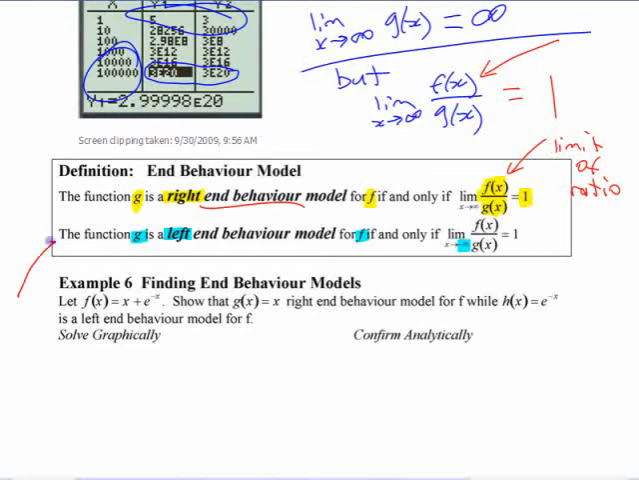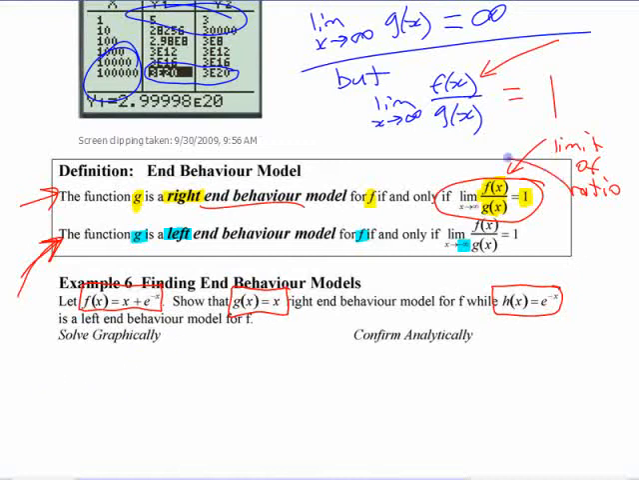If you want to show that something's an end behavior model, you have to show that this is true. So if it says show that this is a right end behavior model for this function, you need to show what it says up here. And if you want to show that this is a left end behavior model, you have to show what it is down here. We'll talk about this together in a few minutes, but I want you to try it first.